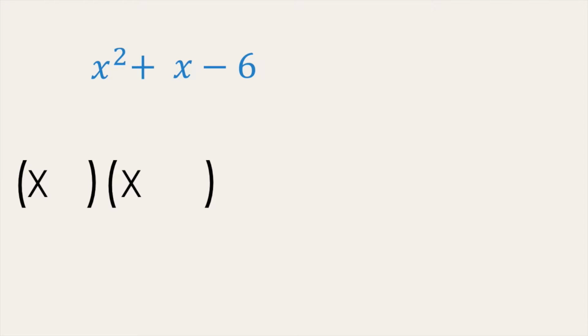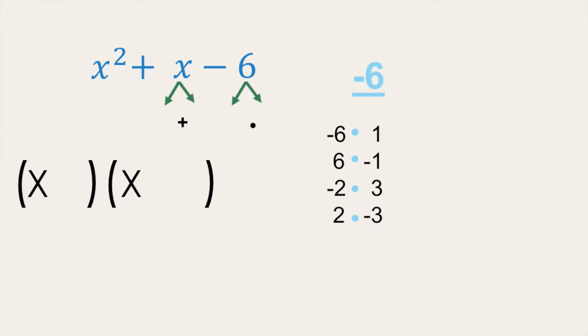Now, to break up the rest of the trinomial, we need to find two numbers that when we multiply them give us negative 6, and the same two numbers have to add to give us this 1x. So let's consider all of the numbers that multiply to give us negative 6. We have negative 6 times 1, 6 times negative 1, negative 2 times 3, and 2 times negative 3. And we need these same numbers to be able to add up to give us 1.